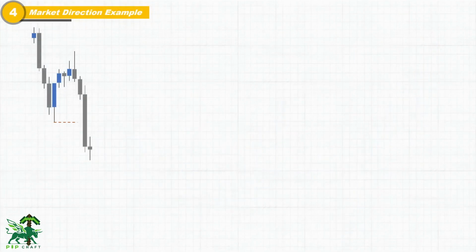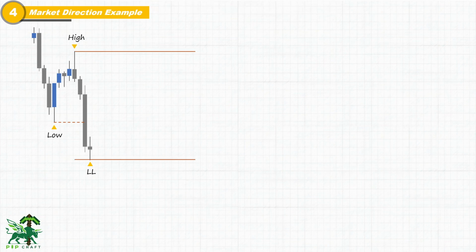Here we have 1, 2, 3 moves breaking below recent structure. So we're in a downtrend. Here is our low, high, and lower low. If price breaks below the recent structure again, the trend continues, and the correction should happen within this range. Let me show you what happens next.